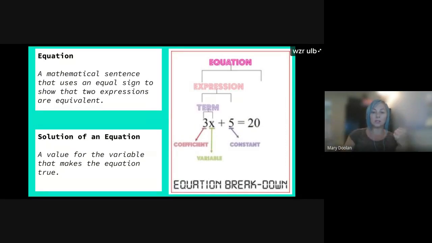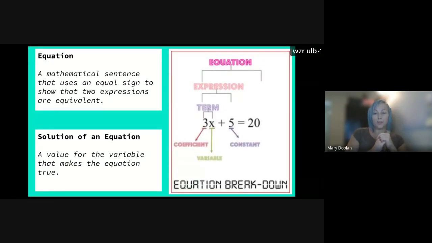And then there are pieces of the equation that we have names for. Here's an equation breakdown for you, where we have the equation 3x plus 5 equals 20. The whole thing is an equation because it has the left and the right side and an equal sign in the middle. If you just look at one side, that is an expression. So 3x plus 5 is an expression. So is 20. The pieces that are added together are called terms. 3x is a term. 5 is a term. 20 is also a term.